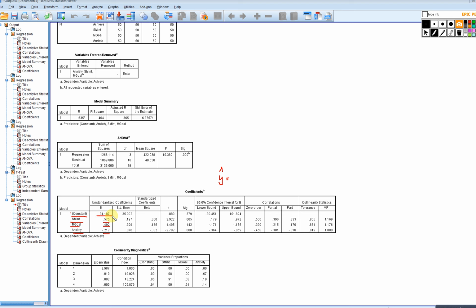We have the intercept, which is 31.187, plus 0.575 times x1, which we'll just call subject matter interest, plus the regression coefficient for mastery goals, which is 0.492, times each person's raw score on mastery goals. I'll subscript this as MG for mastery goals.